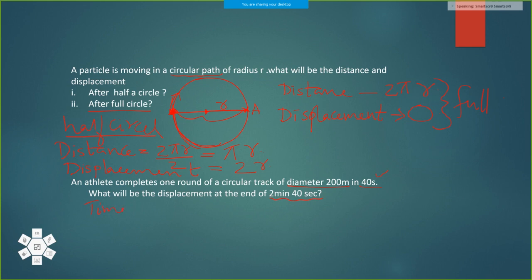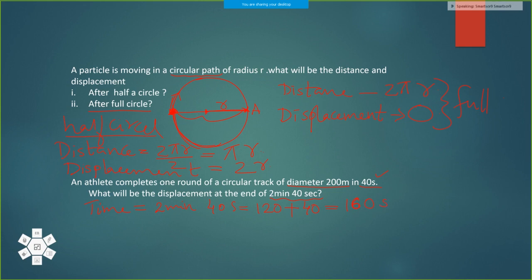Children, the total time is 2 minutes 40 seconds. That is equal to 2 minutes, which is 2 into 60, 120 seconds, plus 40. So total how many seconds? SI unit of time is second, you know that. SI unit of distance is meter, and distance is given in meter. So you have to convert this minute to second, that is the SI unit of time. So total how many seconds? You got 120 plus 40, that is 160 seconds.